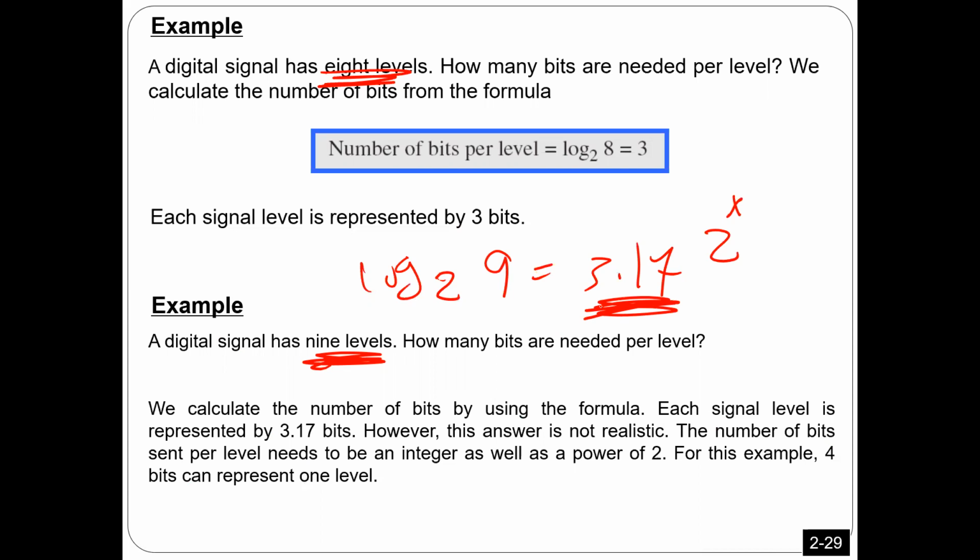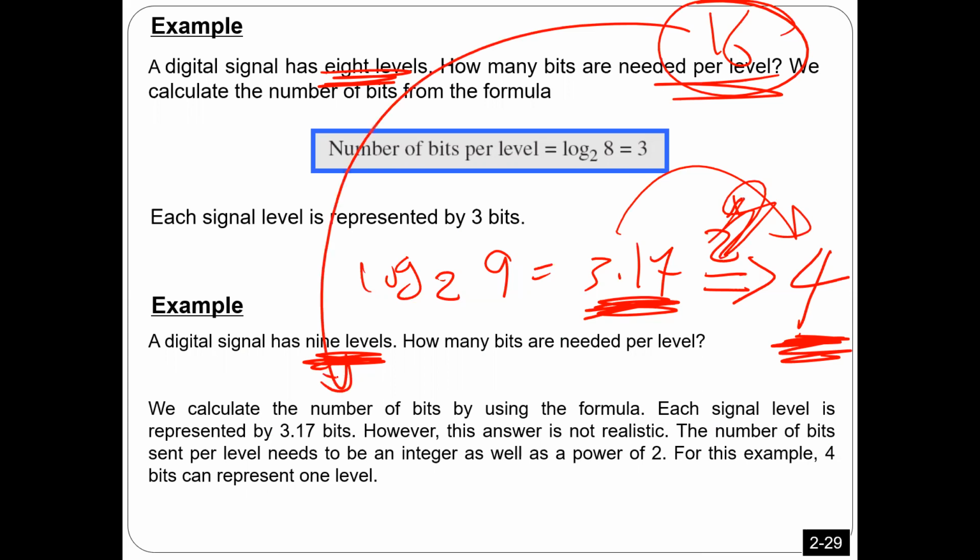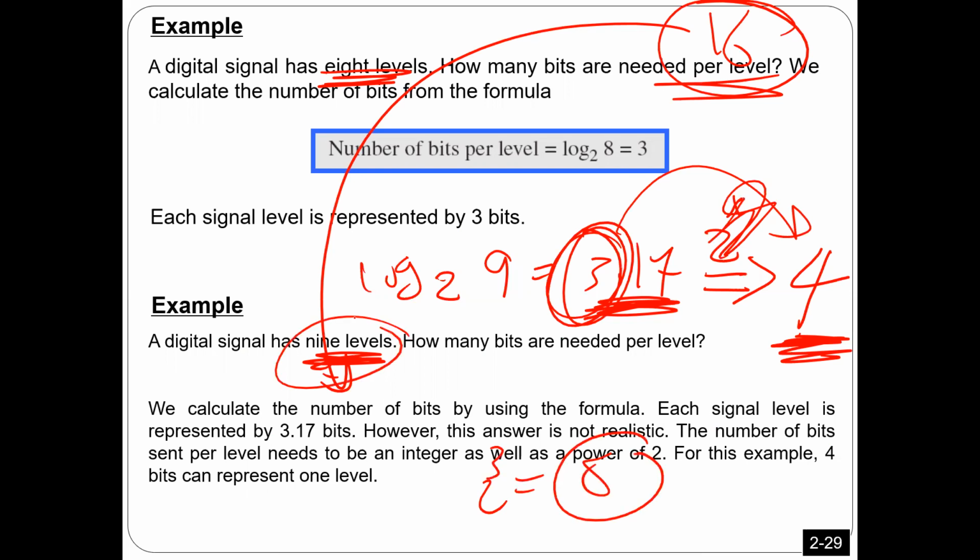Does it make any sense? 0.17 bit? The answer is no, right? So in this case, you have to round this one to 4. You have to round it to the ceiling. So in this case, I need 4 bits. The 4 bits is going to give you 16 levels, but I'm not going to use the whole 16. Out of the 16, I'm going to use 9. If you round it to the floor and you make it 3, it's not going to work, because 2 to the power 3 is 8, but I need 9. You got what I'm saying?